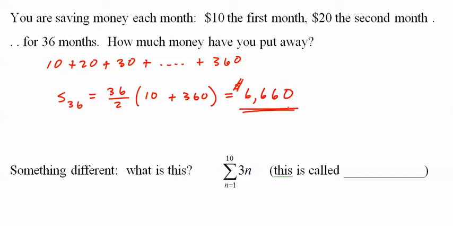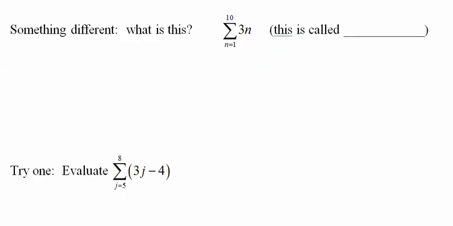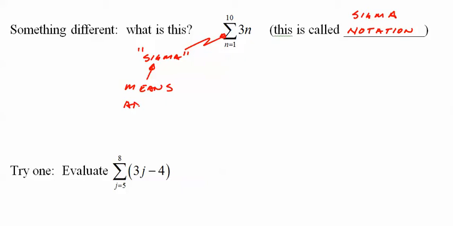So I mean, I hope I don't sound incorrect here, but I mean, this is not that complicated stuff. Just plug it and chug it. Something a little different. What the heck is this? It's called sigma notation. That is a capital sigma. It means sum up. I'll actually write it as add up.